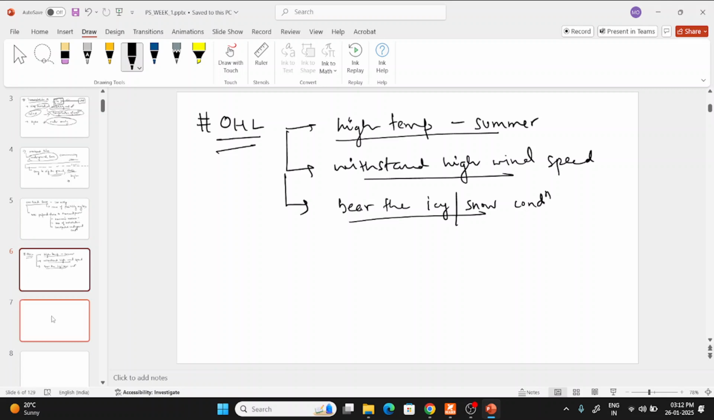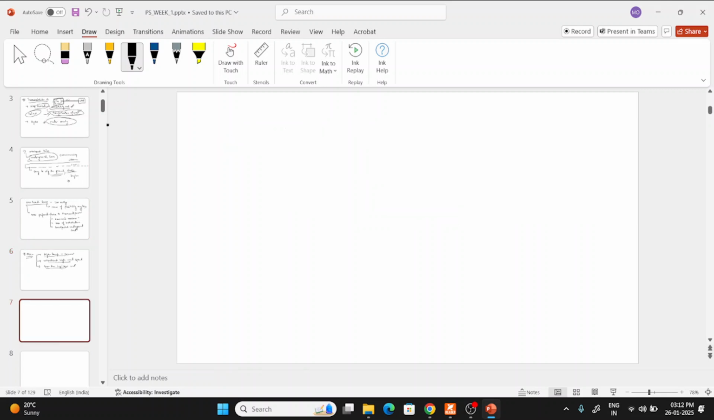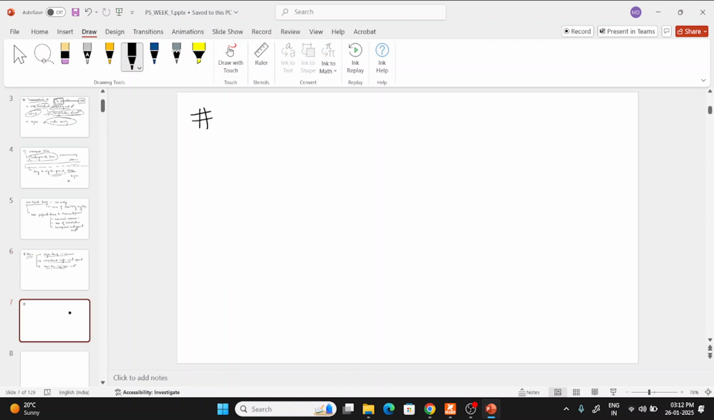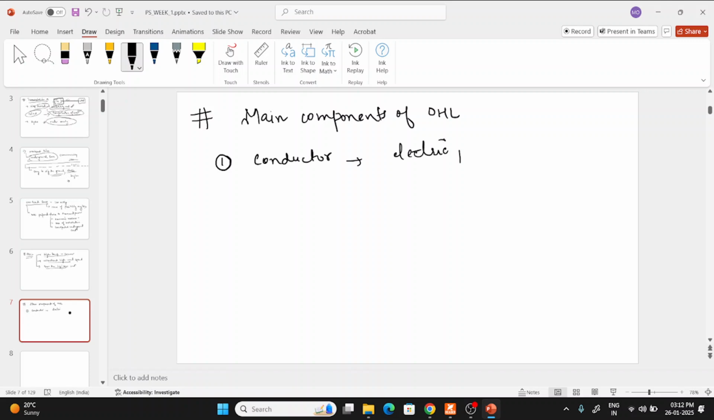For removing these factors, we will discuss what are the ways we can remove these factors. So now coming to the main thing, which is the main component of an overhead line. First, the primary condition is that the conductor should be there. Of course, without the conductor, the line will not be there. So basically, what will it do? It will carry the electric power.